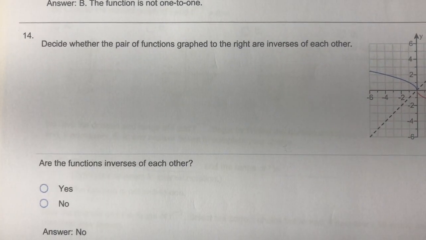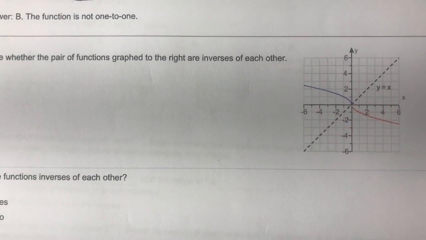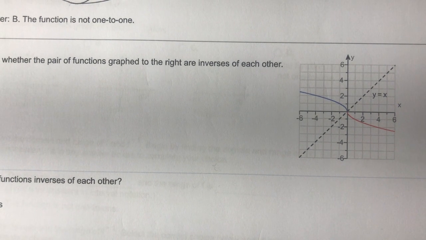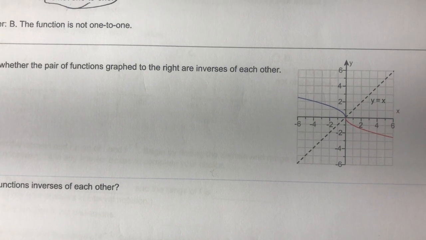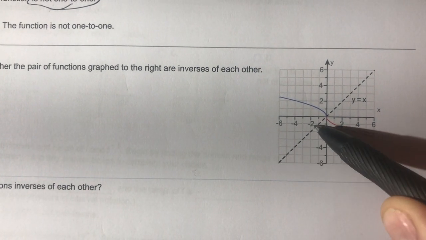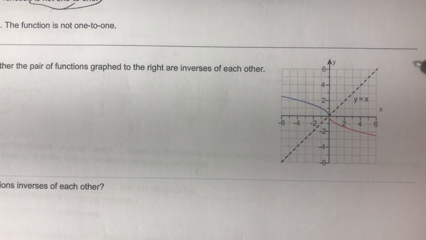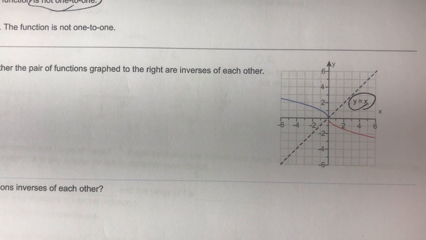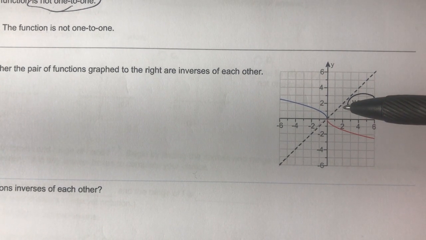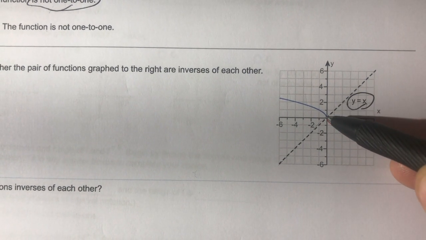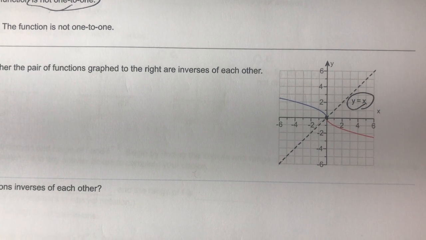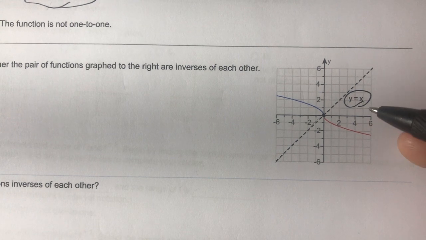Okay, now let's go here, 14. You've got this graph here. Decide whether the pair of functions graphed are inverses. See this dotted line right here? That's y equals x. Inverses should intersect each other on that line, and you can see how they touch right here on that line, so that looks good. Now all I need to do is check maybe a point or two.